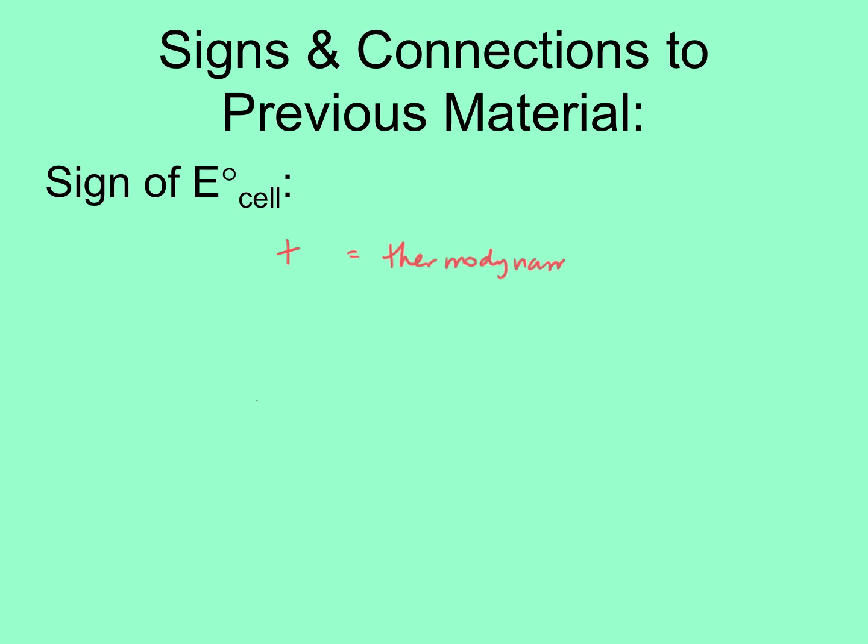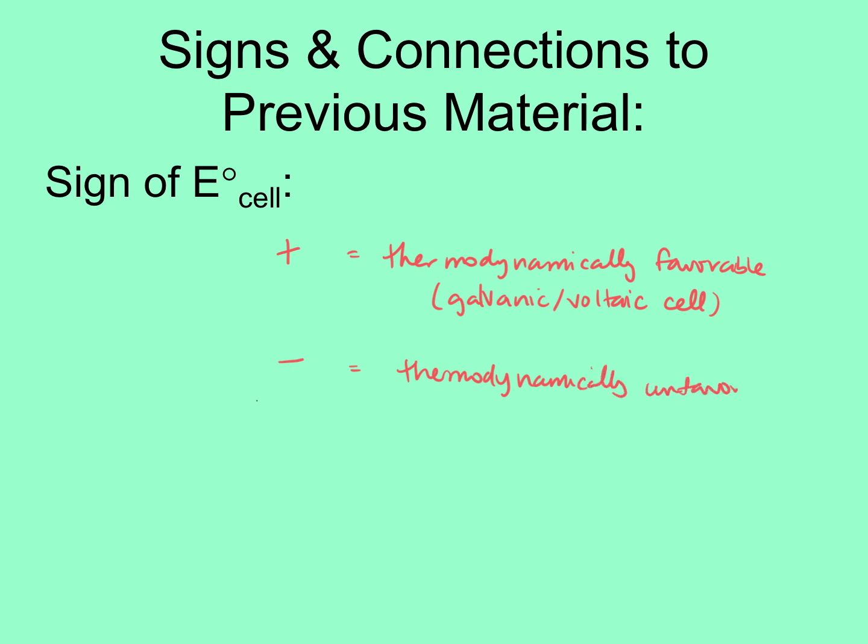that indicates that it is thermodynamically favorable, which would indicate that it is a galvanic, okay, or voltaic cell. Okay, and if it is negative, it is thermodynamically unfavorable, and that would indicate that it is an electrolytic cell.